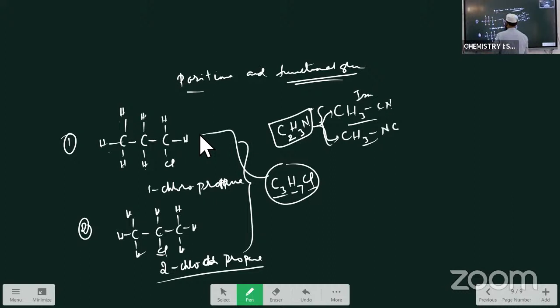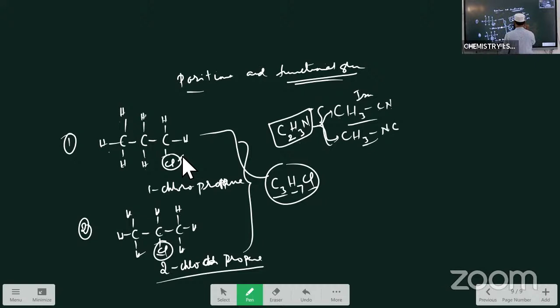Why do these become different? Because the position of the substituent is different. Here chlorine is attached on the first carbon. In the second compound the position of the chlorine is on the second carbon. So compounds with the same molecular formula but differing in the position of the substituent or functional group show this type of isomerism, called position isomerism.